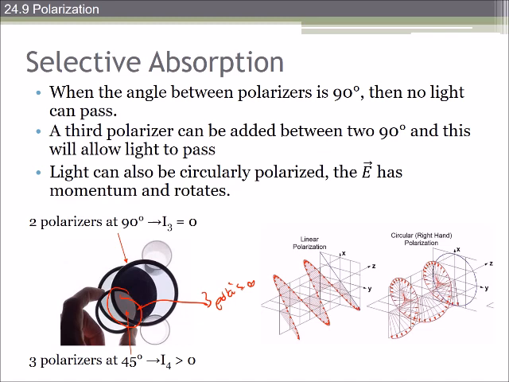So here's linearly polarized light, and you can actually get circularly polarized light because light has momentum. If you get it turning through a half-wave polarizer, you can actually get it to start spinning and rotating. The colored glass, I think, typically has circularly polarized light.